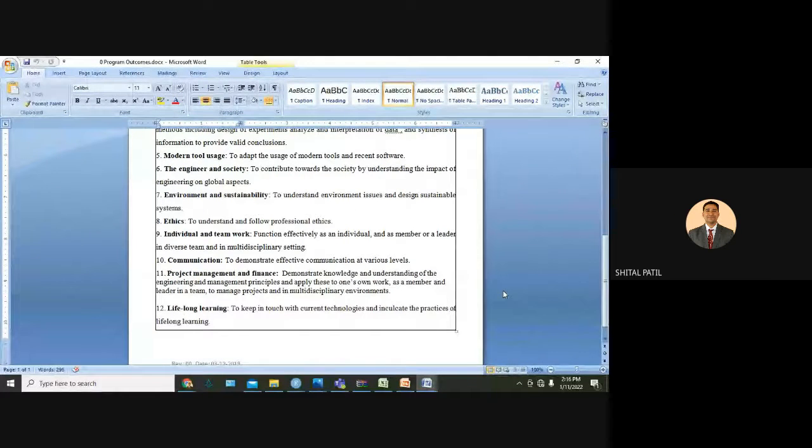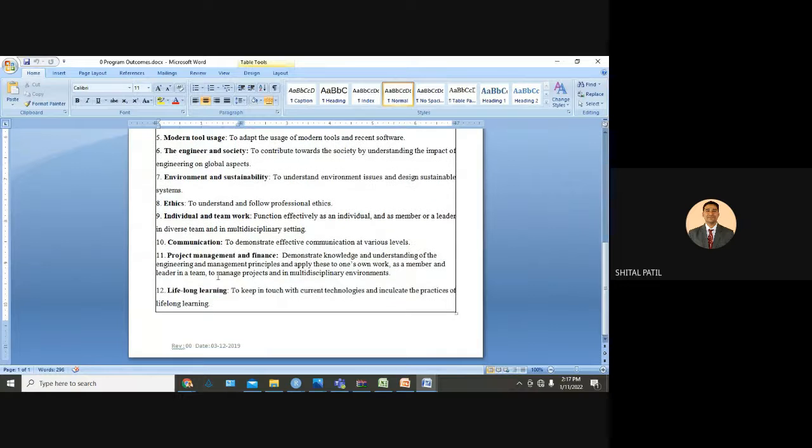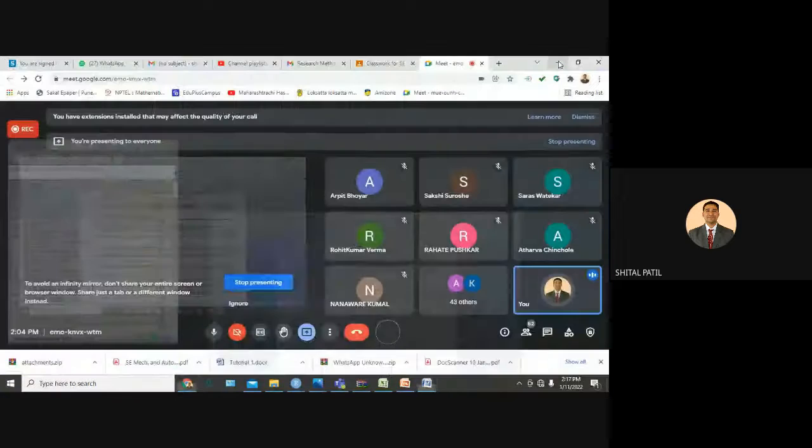Understood? These are the 12 POs, and then a few program specific outcomes. They are defined by your department, so you can go through the PSOs defined by your department. I think 2 PSOs are there. Okay, hope this is clear to you.